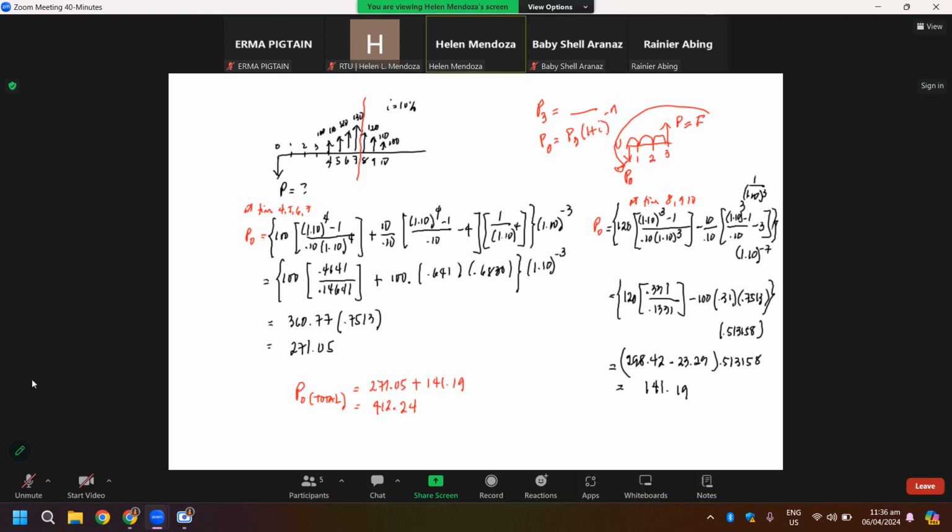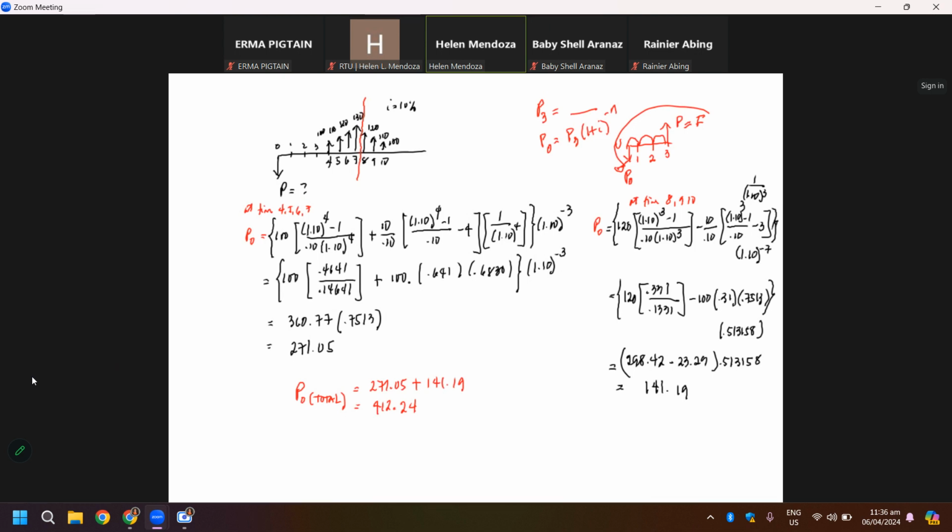Opo, ma'am. So, we do the checking, no? So that we may see if indeed we arrived at the same result. We do the checking, but we make use of the P and F relationship.